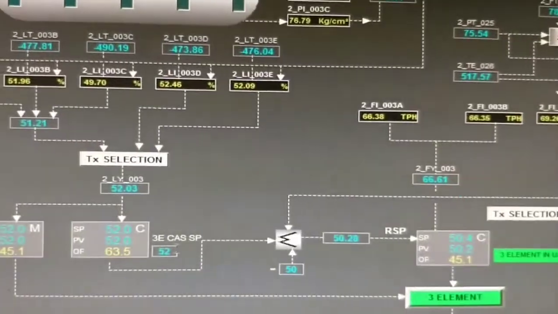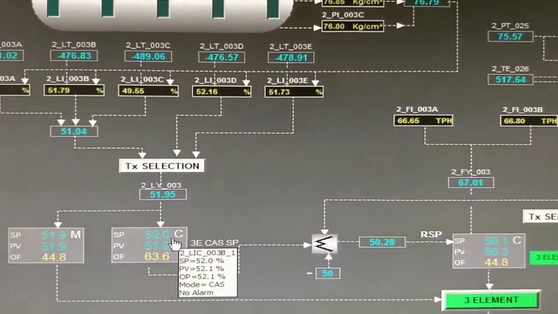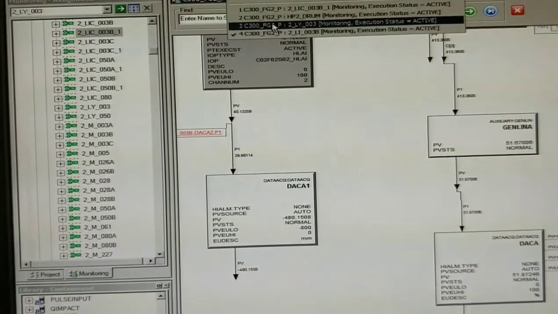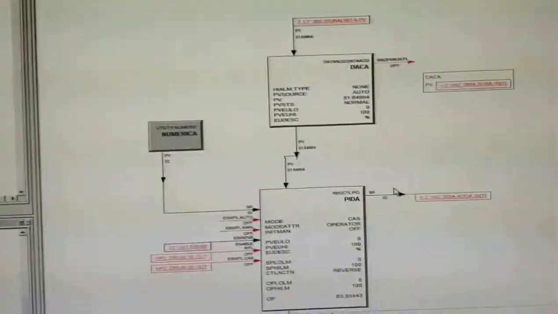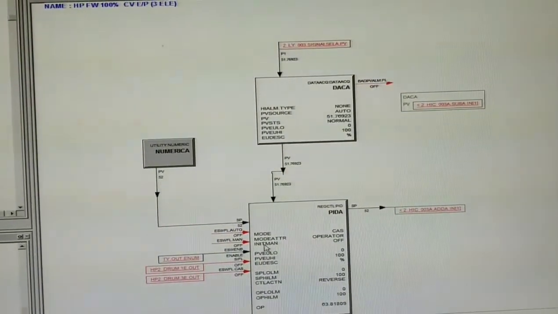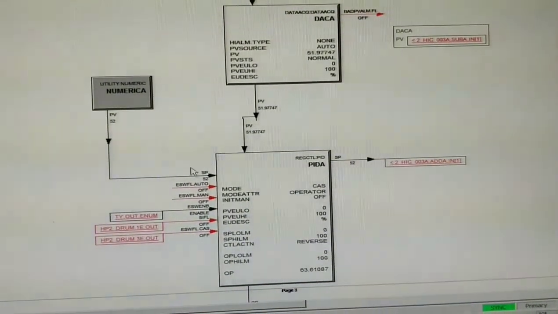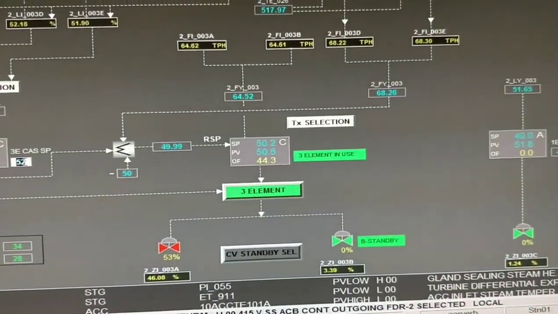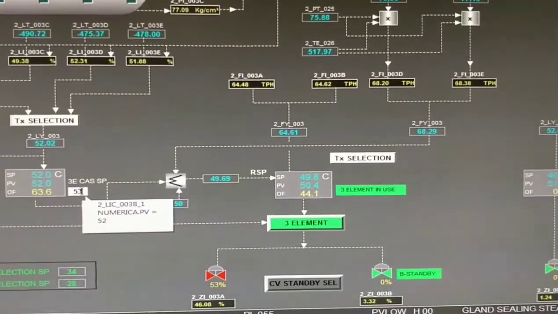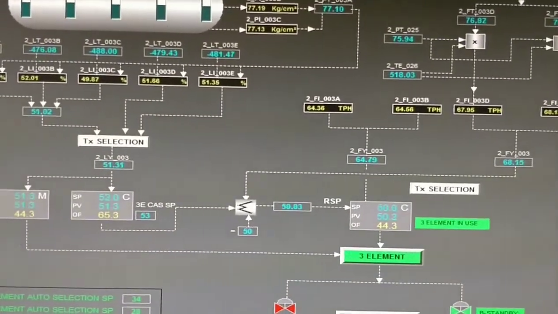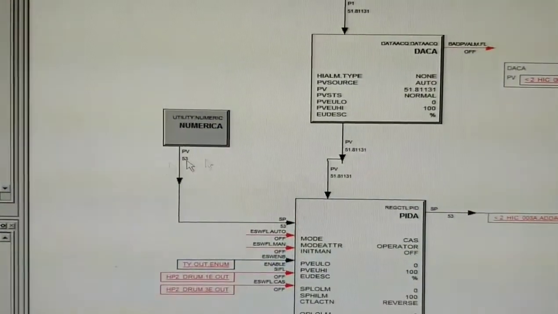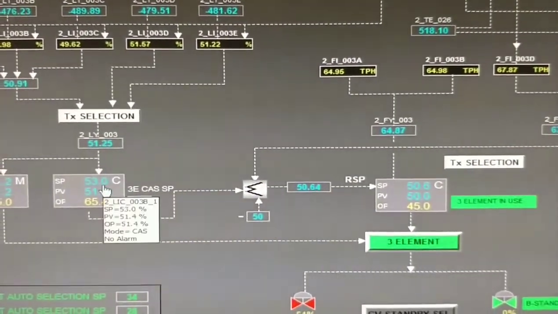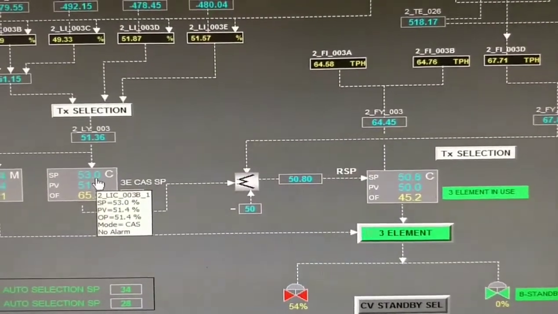So once we change the 52 set point here, this is the controller for 3 element drum level. Here you can see 52 is commanded. Now again we will do it as 53. At that time this is the 53. The operator can operate this particular controller in auto mode also.